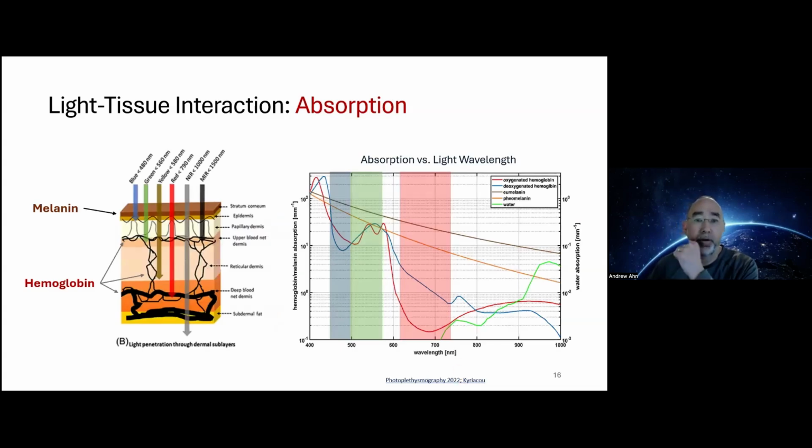Now, this comes to the other issue of light-tissue interaction, which is absorption. Within the visible light spectrum, which spans wavelengths of about 300 to 700 nanometers, melanin and hemoglobin are the dominant molecular absorbers. And you can see in this absorption versus light wavelength plot that melanin has a higher absorption coefficient compared to hemoglobin. Actually, there are two types of melanin shown here. The one that you should probably focus on is eumelanin, which is responsible for skin tone. The other one actually has to do with individuals with red hair and freckles.